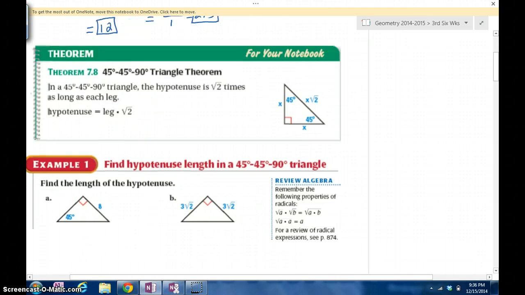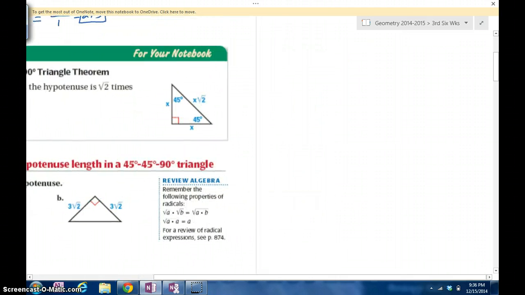Now, let's talk about this just a little bit. Let's take a square. We know all the sides in the square are congruent, which means if we have a side length x here, the top is the same size, the left side is the same size. Take a diagonal.